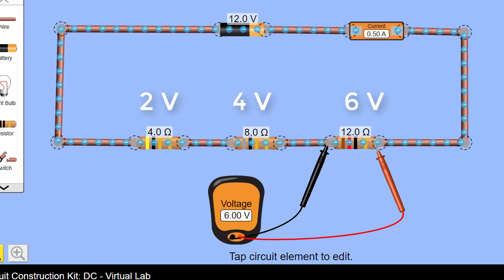So in a series circuit, the battery or cell voltage is split amongst the resistors. The bigger the value of the resistor, the more energy it absorbs, therefore the bigger the potential difference across that resistor.